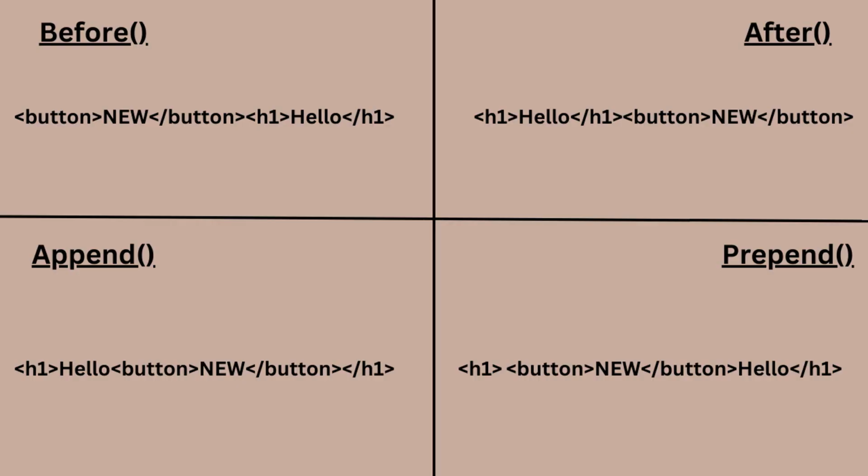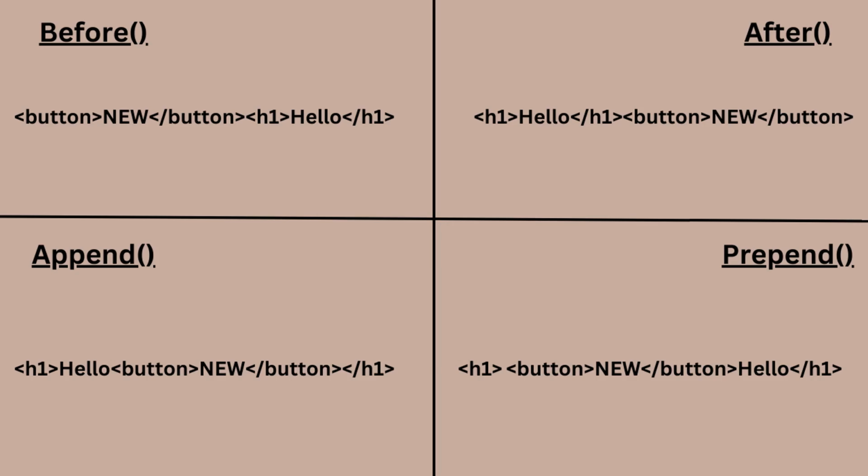I don't want to confuse you. So just a reminder: the button we appended got added just after the content of h1, and for prepend it was just before the h1. So using before, after, prepend and append, we have a lot of control over where our newly created HTML element is going to go.